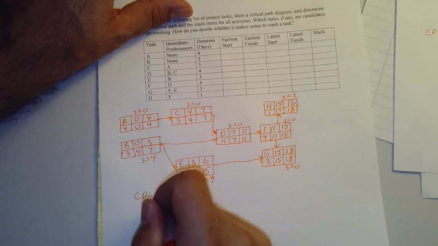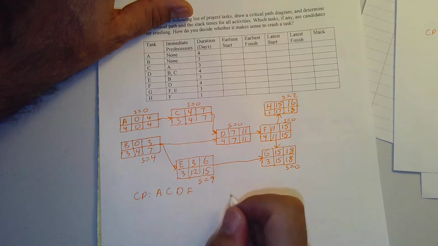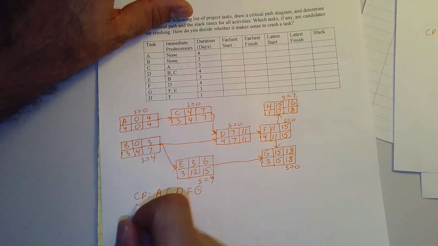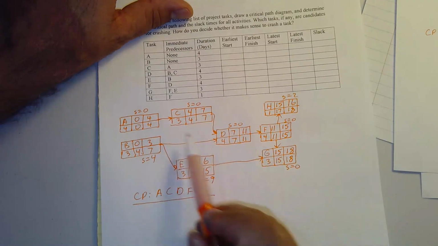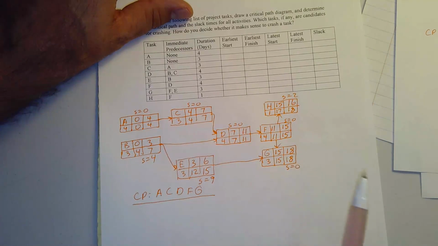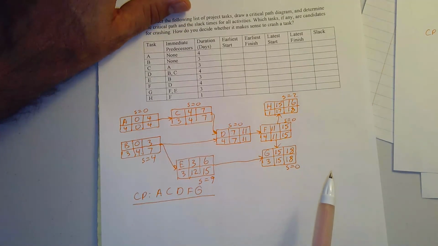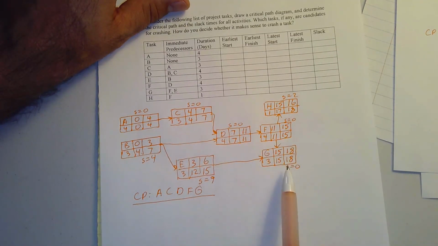is A, C, D, F, G. And there is a critical path. That means there'll be a path through the network that has all zeros. Perhaps more than one path, but in this case, one path. So which tasks would be candidates for crashing? The answer would be A, C, D, F, and G.